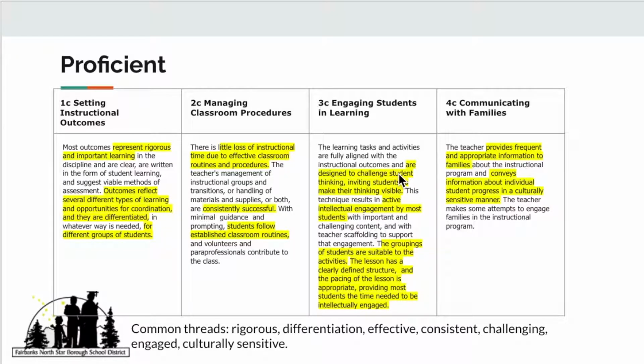Students are engaged in learning. The learning is designed to challenge student thinking, invite students to make their thinking visible, and there's active intellectual engagement by most students. Their groupings are suitable for the students and the activities. When communicating with families, the communication is frequent and conveys information about student progress in a culturally sensitive manner. Common threads include rigorous, differentiation, effective, consistent, challenging, engaged, and culturally sensitive.